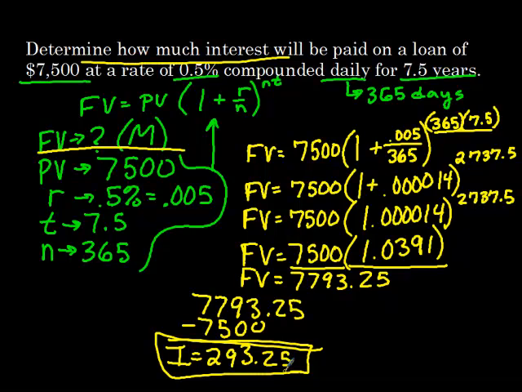$293.25 is how much interest you will get on a loan of $7,500 at a rate of 0.5% compounded daily for 7.5 years.